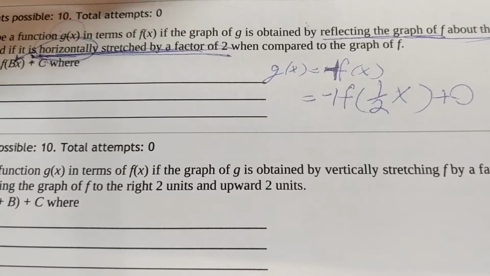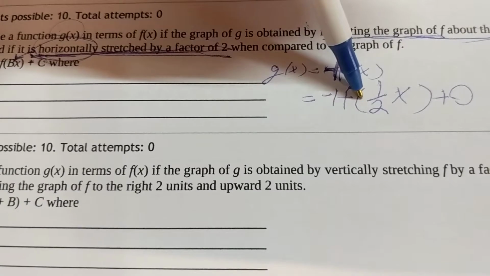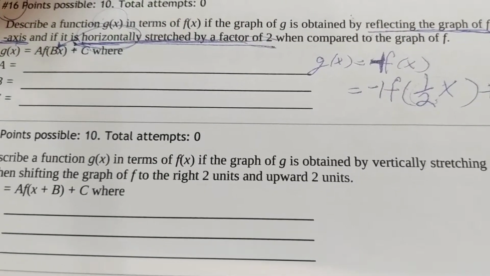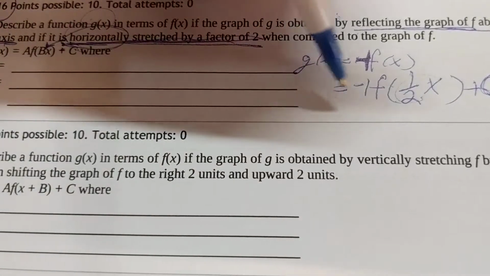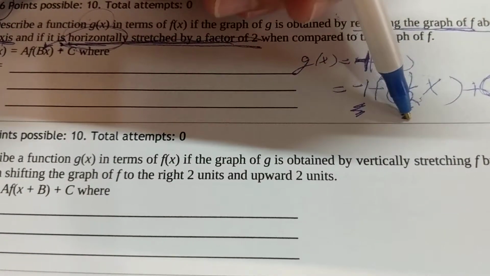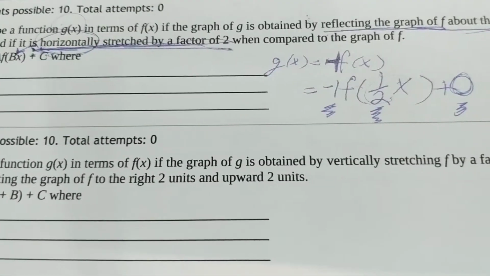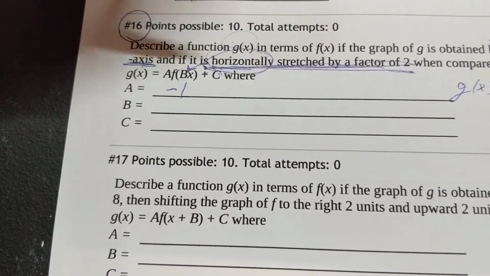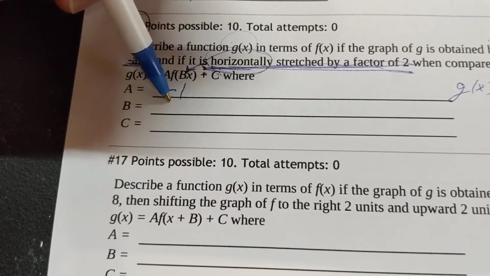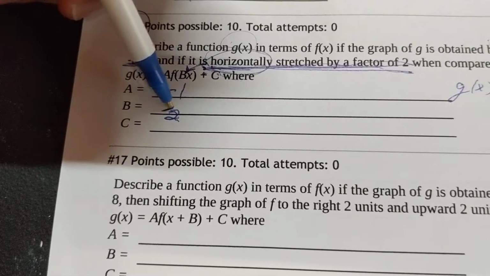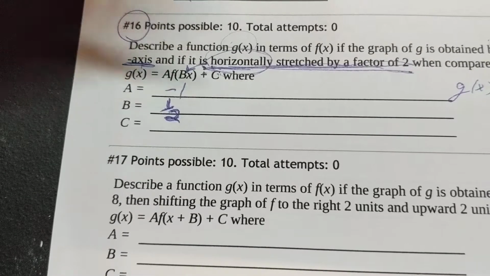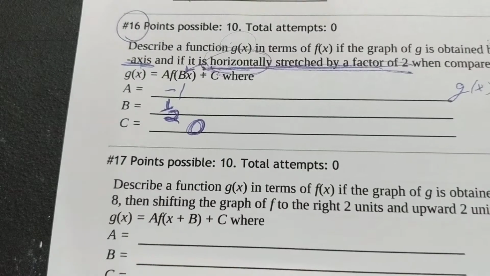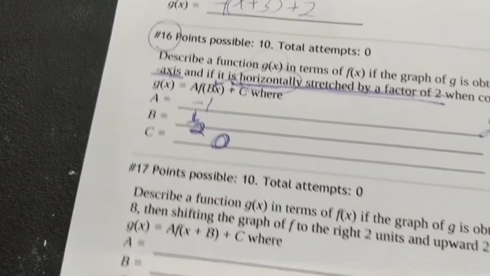So that means we have negative 1 times f of a half x plus basically nothing extra. If I were to fill in that stuff, the a part is negative 1 to flip it. The b part was stretch it, and that's why it was 1 over 2. And then c is nothing because we didn't add anything on there. That's what I think about that one.